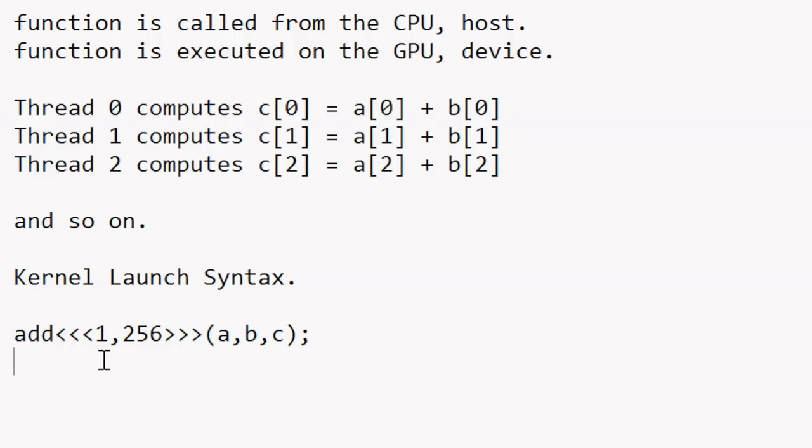At this point, let me ask you a question. What does this number mean? Okay, the answer is there's going to be one block, and there's going to be 256 threads in that block. So the launch will create one block and 256 threads.